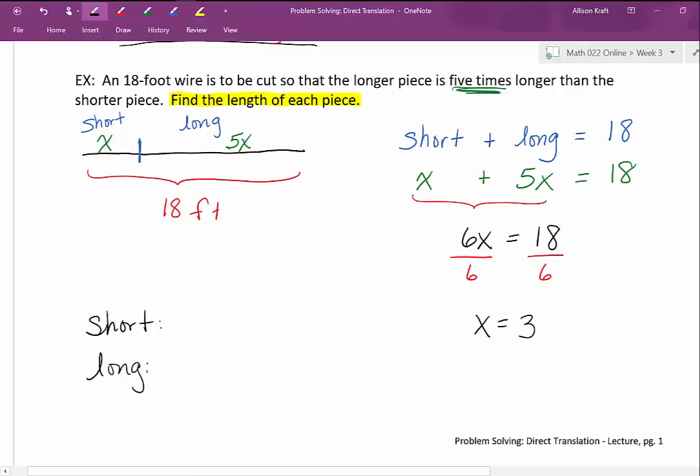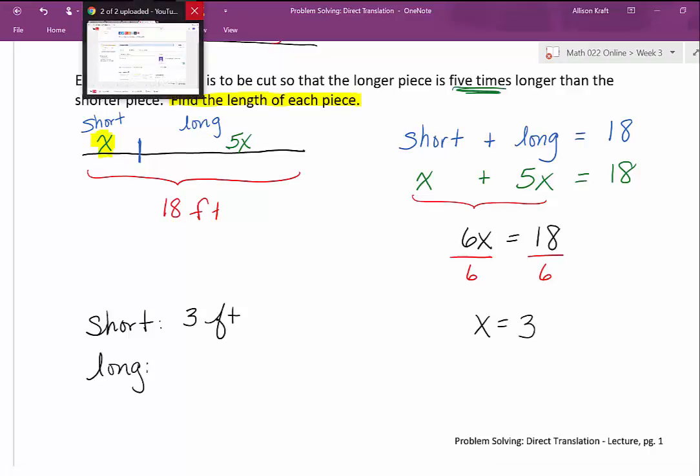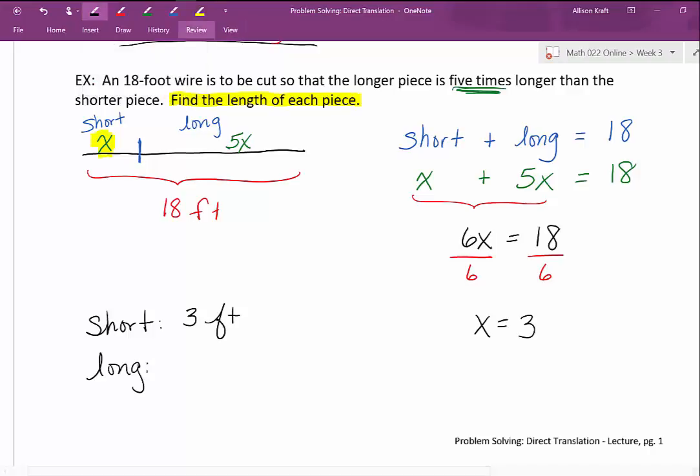We used x to represent the short piece. We solved for x. That would mean then that the short piece is 3 feet. Don't forget your unit of feet. The long piece is 5 times x. So we want to take 5, multiply it by the value we found for x. The long piece is 15 feet.